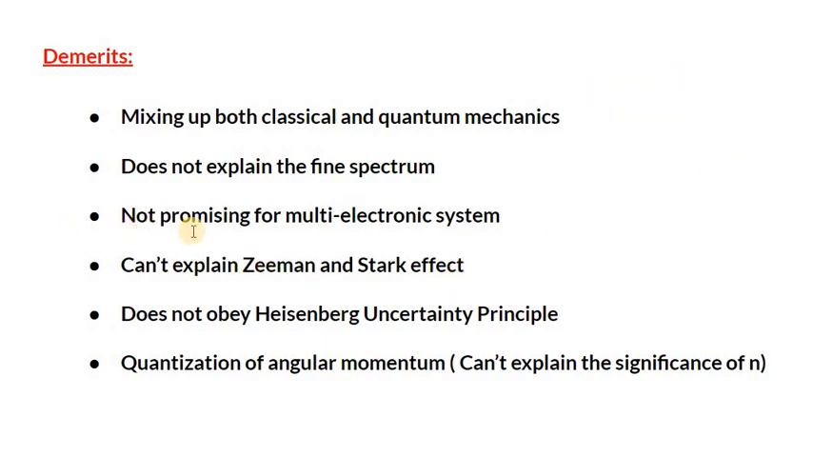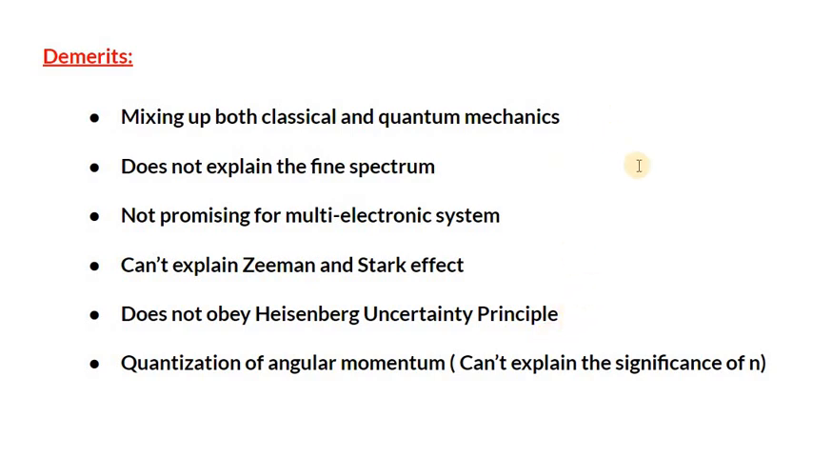Another demerit is that, as I have told you, Bohr theory is only applicable for a one electron system. For multi-electron systems, Bohr theory is not good. Bohr theory doesn't give the exact result. Then Bohr theory doesn't obey the Heisenberg uncertainty principle.